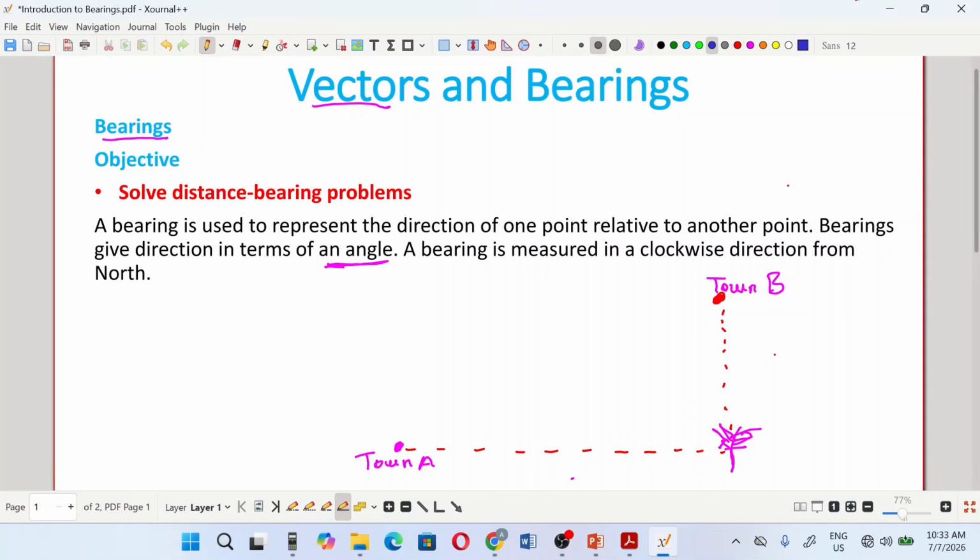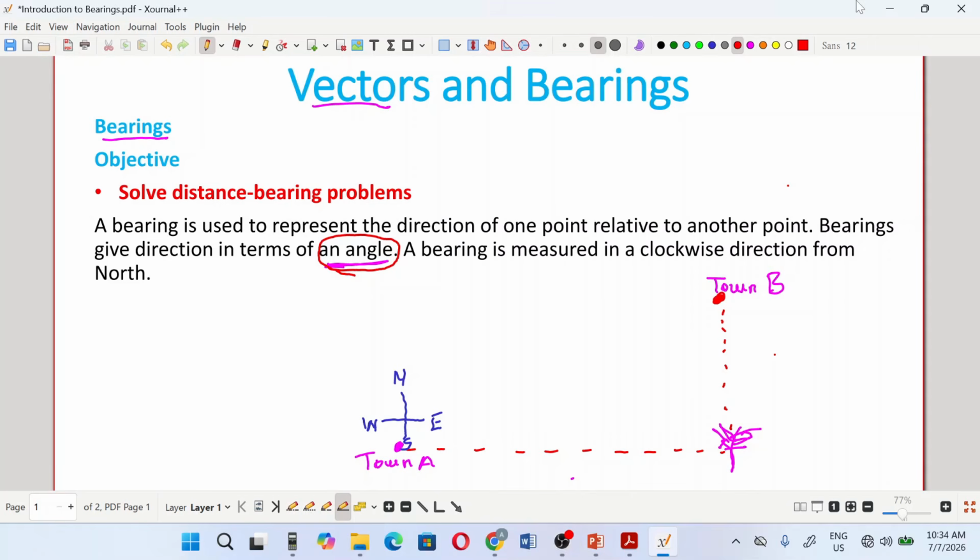But in terms of bearing, you are going to use the cardinal points. The four cardinal points we learned from basic school: we have the north, the south, the east, and the west. Bearings give direction in terms of an angle. With bearing, you are not just going to say walk straight to the tree and turn left. You are going to give the direction with reference to a particular angle.